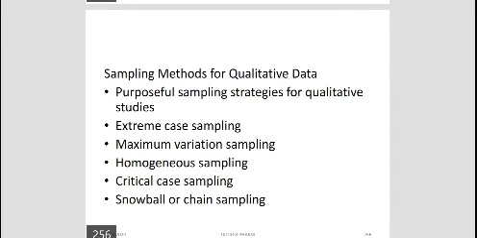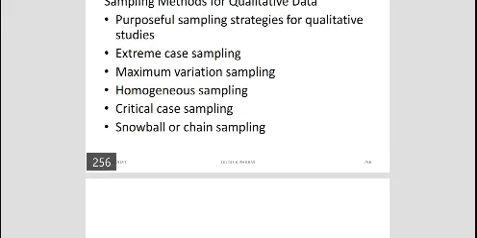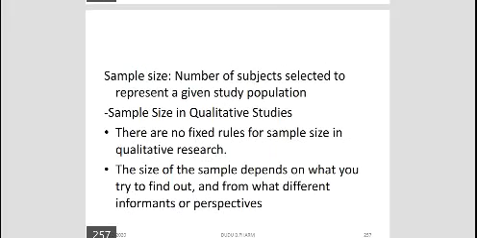Sampling methods for qualitative data. Purposeful sampling strategies for qualitative studies: extreme case sampling, maximum variation sampling, homogeneous sampling, critical case sampling, snowball or chain sampling. Now we have something called sample size: the number of subjects selected to represent a given study population.